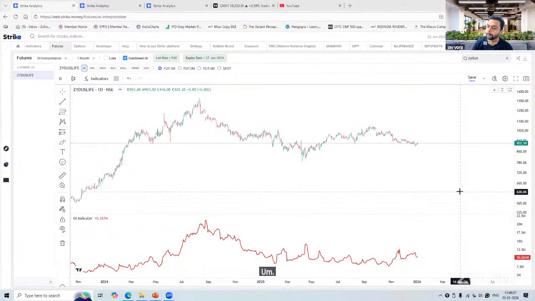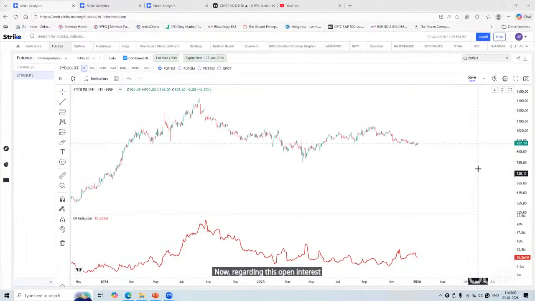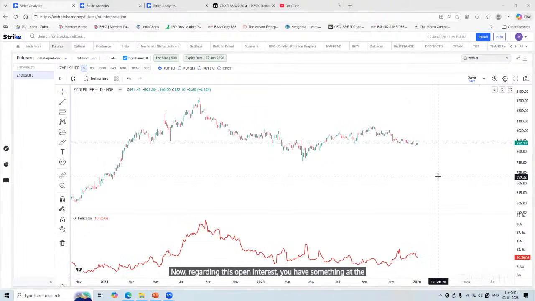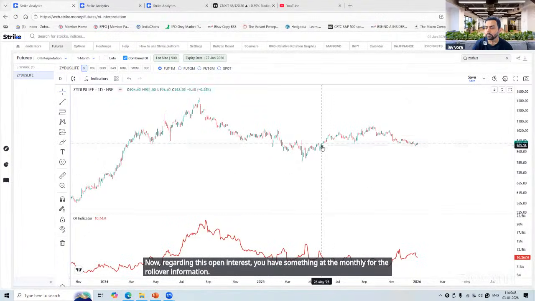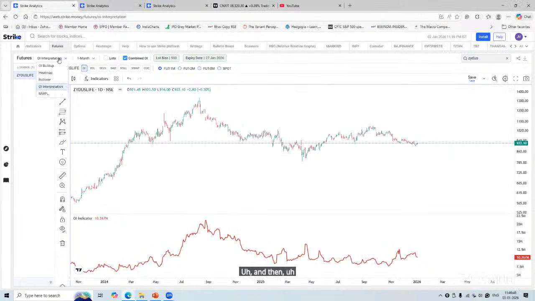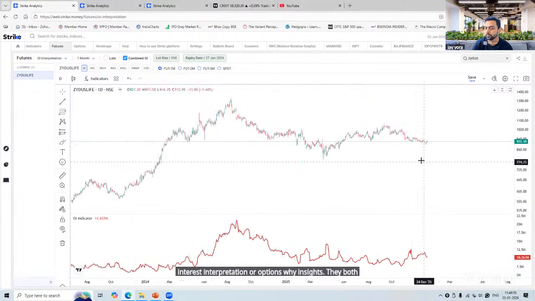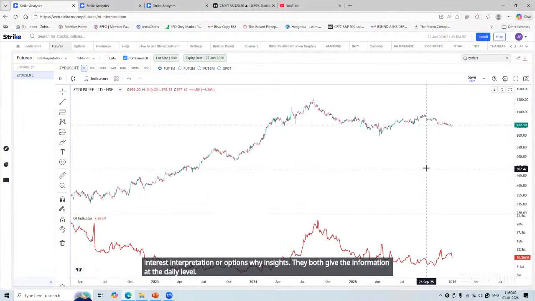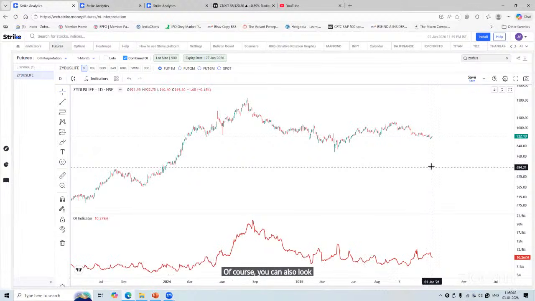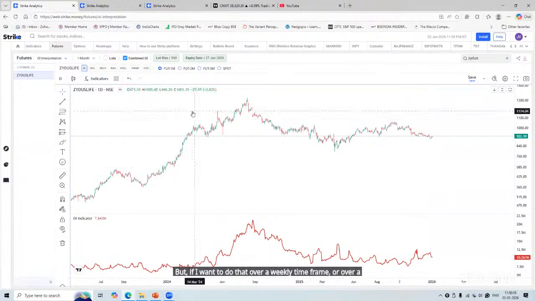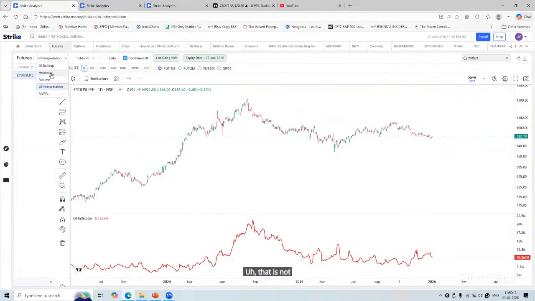Now, regarding this open interest, you have something at the monthly level for the rollover information. And whether it is futures open interest interpretation or options OI insights, they both give the information at the daily level. Of course, you can also look at that information on a given day. But if I want to do that over a weekly time frame or over a particular date range, that is not possible today. No, that is there.